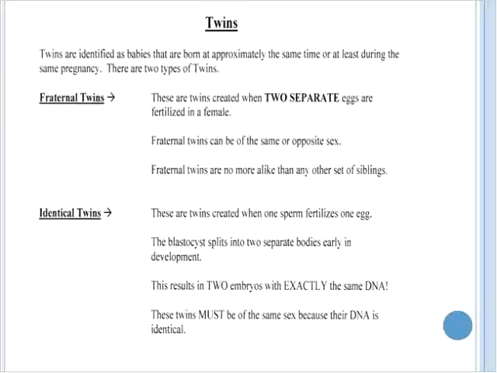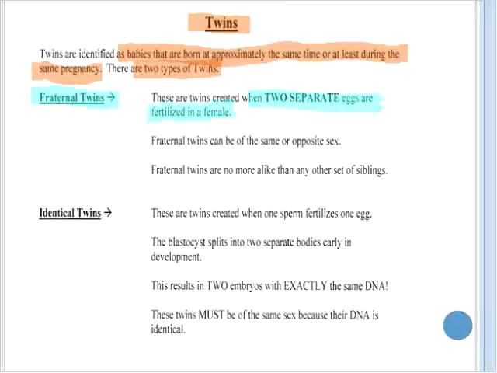Sometimes, during differentiation of embryos, twins may form. Twins are babies that are born at approximately the same time, or at least during the same pregnancy. There are two types of twins. The first of these is fraternal twins. Fraternal twins are created when two separate eggs are fertilized in the female by two separate sperm. Fraternal twins can be of the same or opposite sex. They are no more alike than any other set of siblings.